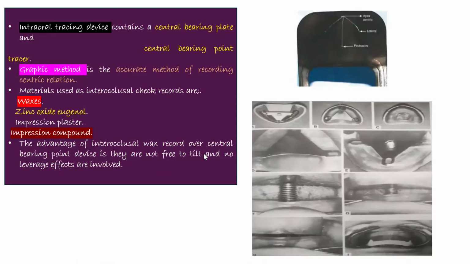Okay. And the methods to record this intraoral tracing is by using graphic methods, or a zinc oxide eugenol impression plaster or impression compound can be used. Also, Orthocal can be used.